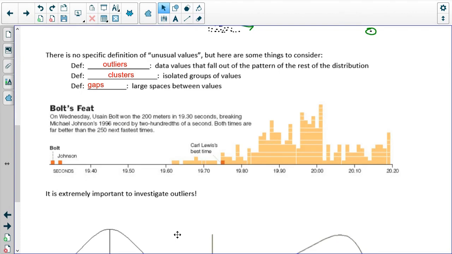But it's important to investigate outliers. And the reason why it's important to investigate outliers is because if we have these data points and just pretend, because it's an outlier, that it doesn't exist or we should ignore it, then we're ignoring the fastest time that's ever been run in the 200-meter dash up until the time that Usain Bolt had done it. Just kind of ignoring outliers is not good.